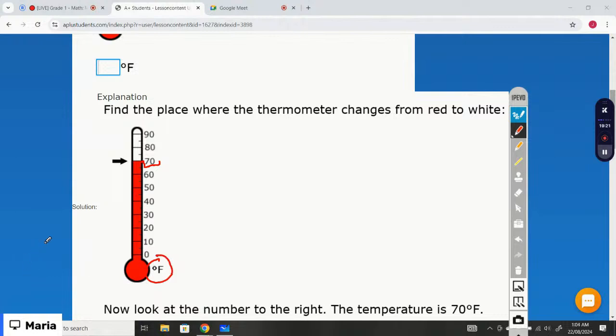Basically we have two units to measure the temperature. One is C. C stands for Celsius, and the other one is F. F stands for Fahrenheit. You can see the unit here. So the temperature is 70 degrees Fahrenheit, right?